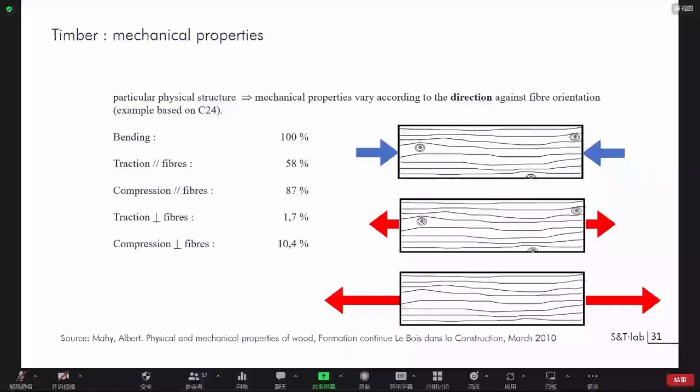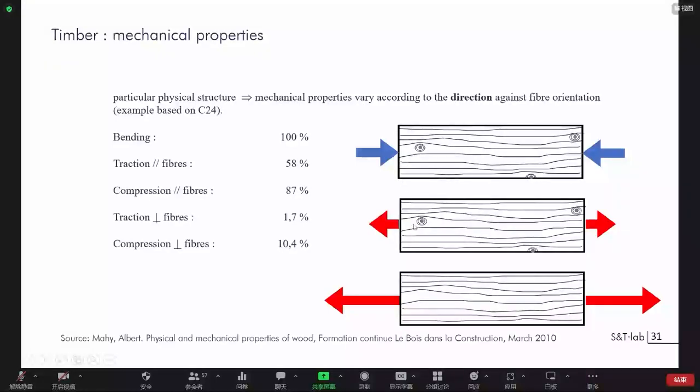So from this, we learn already some elements about the behavior of timber. And indeed, if you are comparing forces depending on the direction, with bending you can have 100% of what would be the class of timber. If you have only compression, you are just at 85-90% of this resistance, that is shown with the blue arrow. If you go to tension and traction along the fiber, you can see that the resistance will be limited to about 60%, and this is due to the presence of nodes in timber.